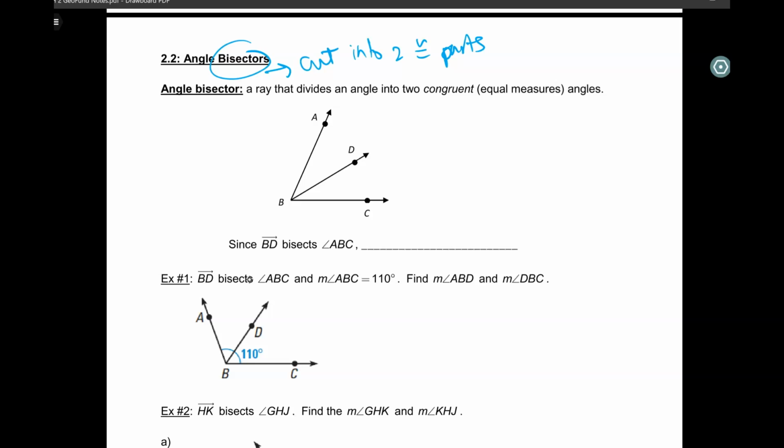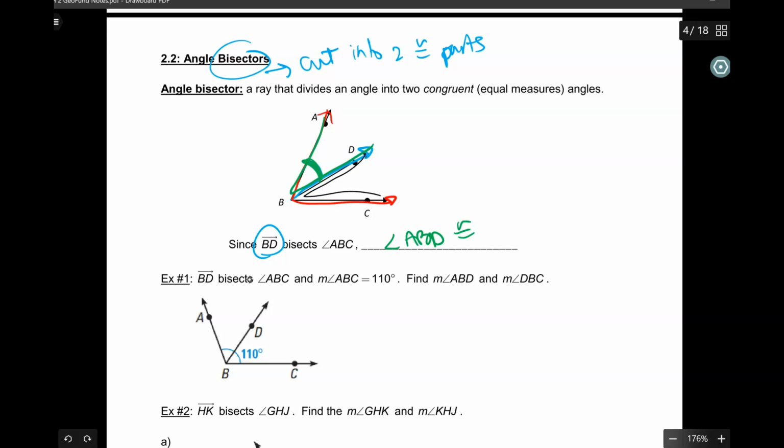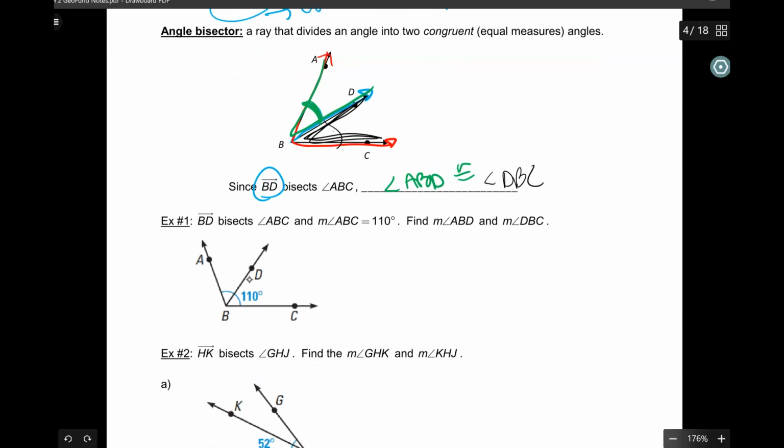So since BD bisects angle ABC, this means that this first angle ABD is going to be congruent to the second angle DBC. So these two angles are going to be congruent. So we put the little tick marks on them, meaning congruent.